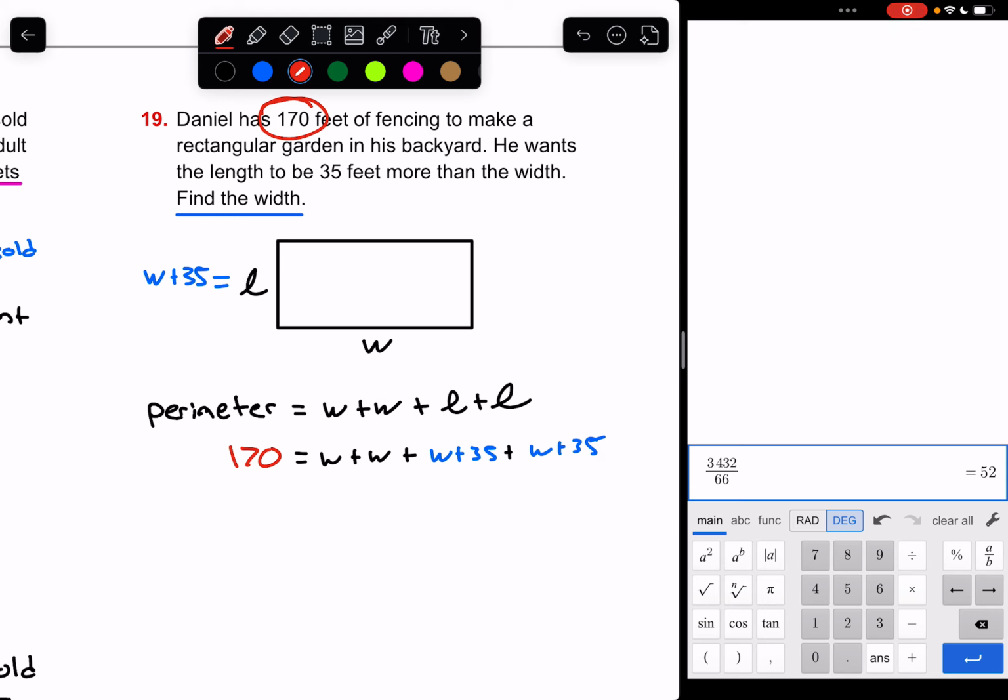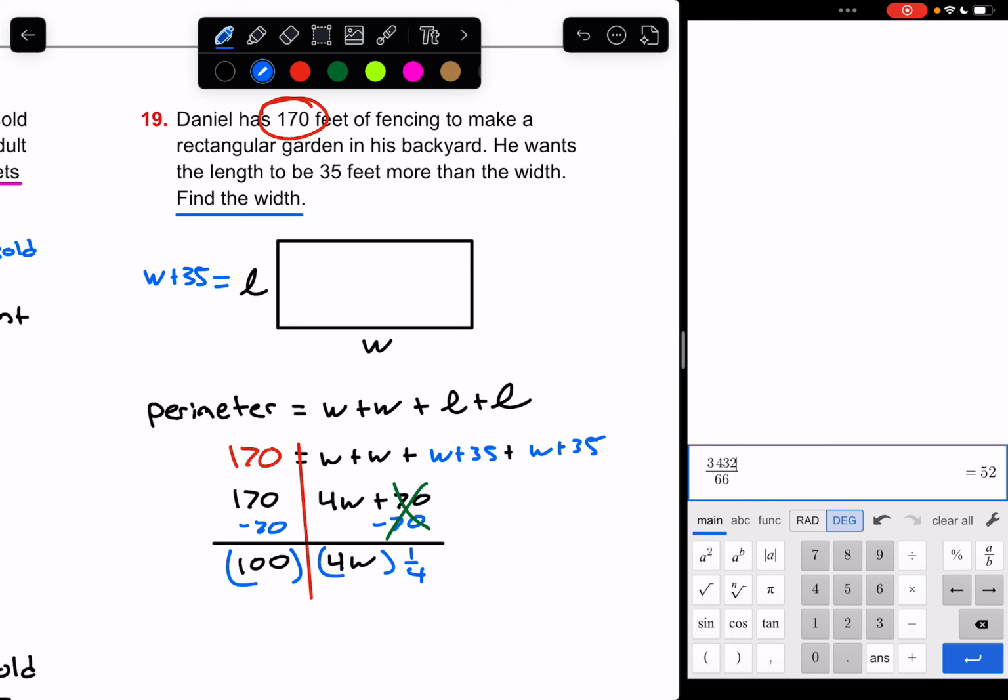All right, now this actually ends up being pretty easy to solve. When we combine like terms, this problem becomes real simple real fast. We have 170 on the left is equal to 4W plus 70. It's 35 plus 35. I can go ahead and subtract 70 from both sides. We're not even going to need a calculator, because 100 is now equal to 4W. And I think we all know what 100 divided by 4 is. So we're just going to multiply by 1/4 on both sides, same as dividing by 4. And this is going to give us that W is equal to 25.